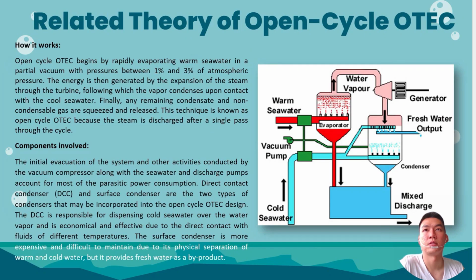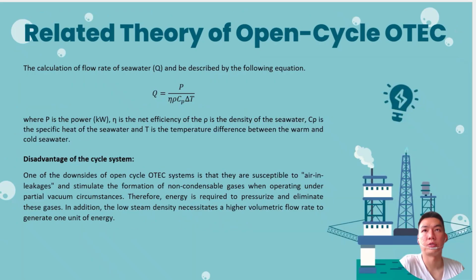Next, I will talk about the related theory of the open cycle OTEC. The working principles are at the right side of the slide, and the components involved are the water vapor, warm seawater, vacuum pump, cold seawater, generator, freshwater output, condenser, and mixed discharge. Next is the formula for the calculation of the flow rate of seawater, which is Q equal to P over efficiency times rho Cp delta T.